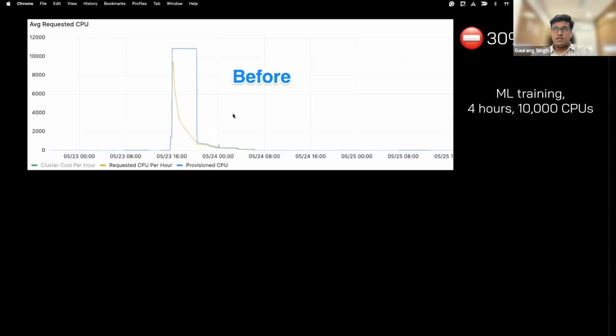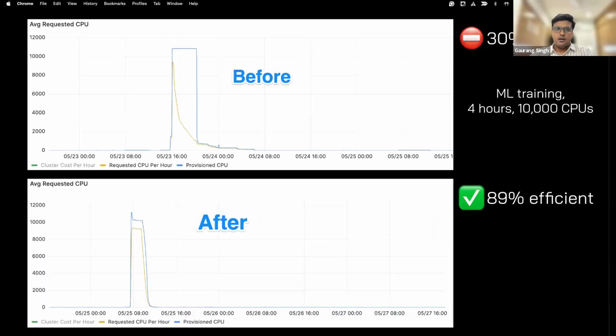So the result of this is, let's suppose they are 30% efficient. It means they are provisioning 100 CPUs, and they're only using 30 CPUs. So 70 CPUs they wasted. And the waste here is 10,000 CPUs for 4 hours. So that's the waste they generated to train the job, right?